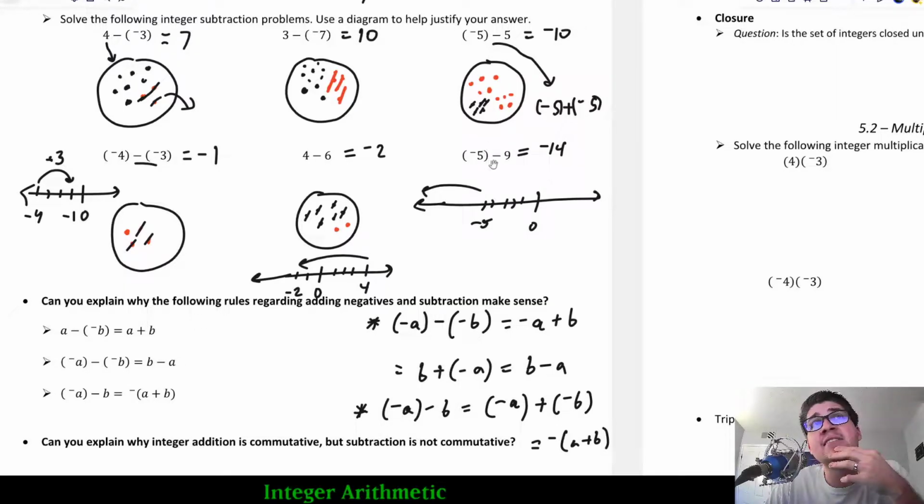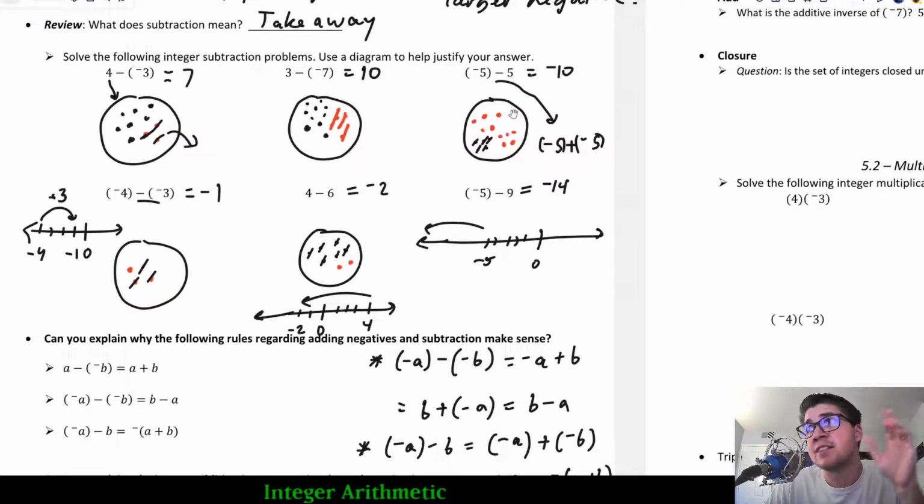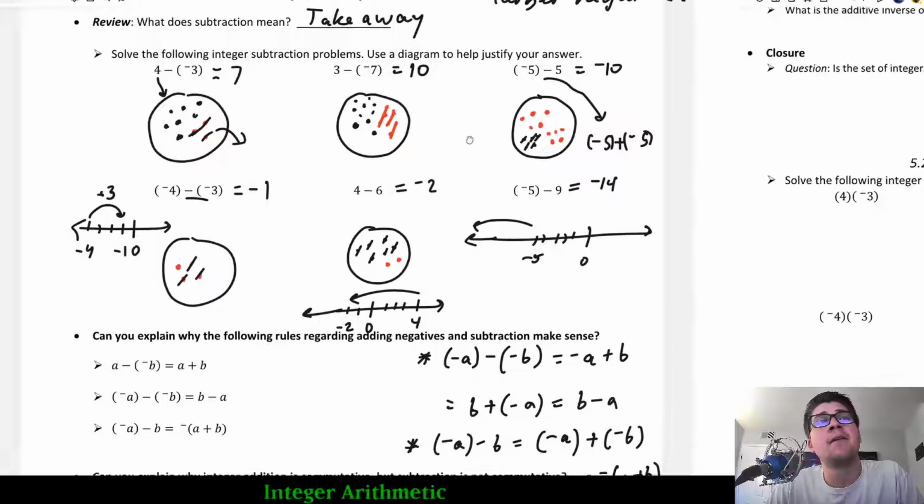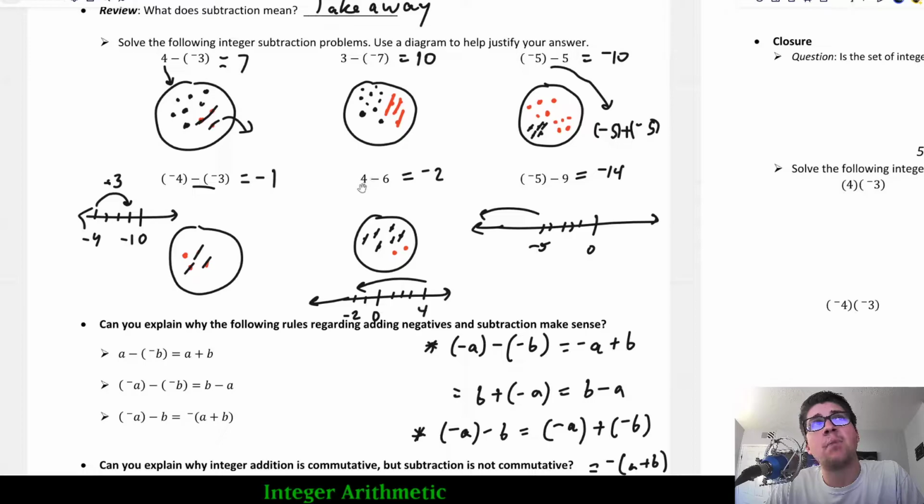Sorry, same signs add: negative, negative, add; negative, negative, add. But the signs stick to them. So when you're adding two negative things together, I get a larger negative. Opposite signs subtract. So notice that these are really the same sign because it's positive, positive. Same signs add. Opposite signs subtract. So positive, negative, subtract. Positive, negative, subtract.